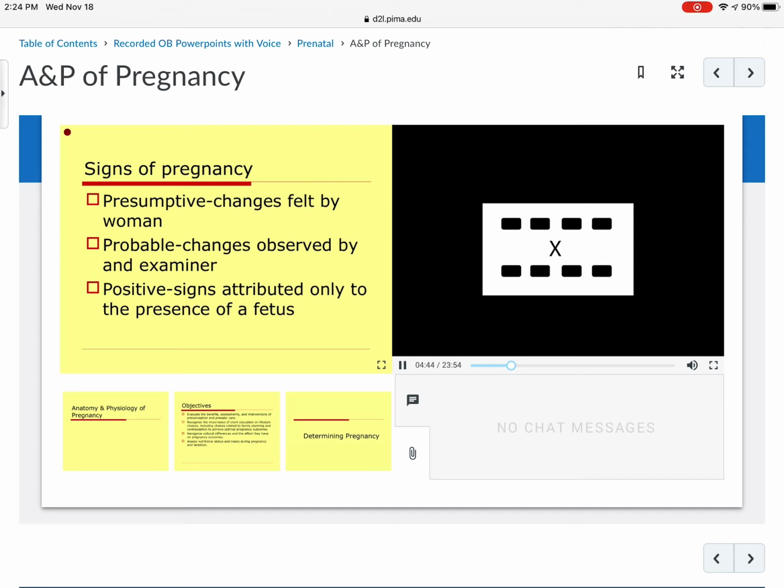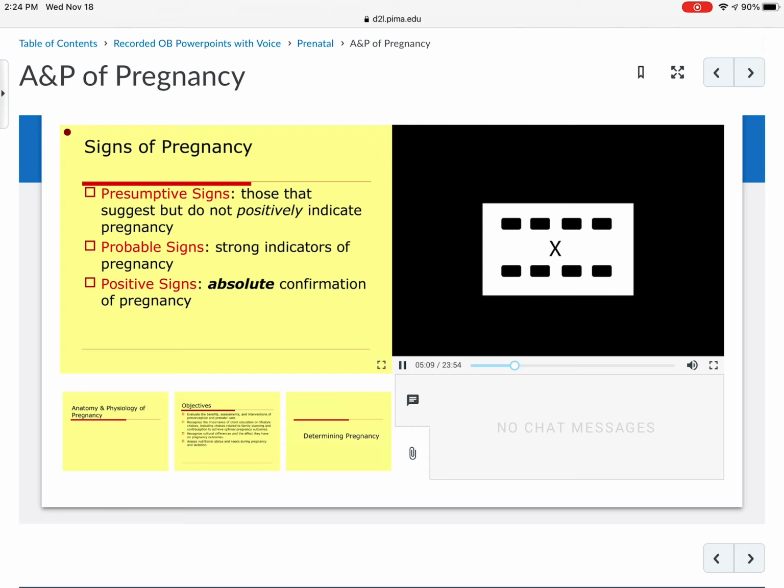But some women really know when they're probably pregnant. Probable changes are changes observed by the examiner when he does a vaginal exam. He can tell by the cervix and the uterus, and we'll talk about those. The positive signs are, if I do an ultrasound and there's a baby in there, it's pretty positive you're pregnant. Or if I see the baby moving and you feel the baby moving, you're positively pregnant. So presumptive signs are those that suggest but do not positively indicate pregnancy. Probable signs are strong indicators of pregnancy, and the positive signs are the absolute confirmation of pregnancy.